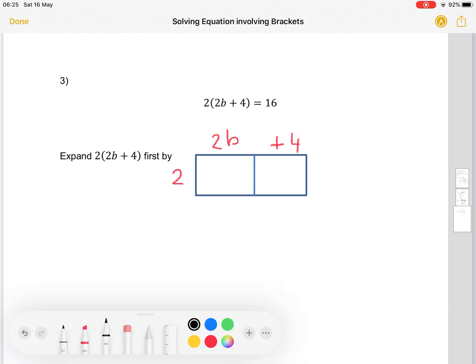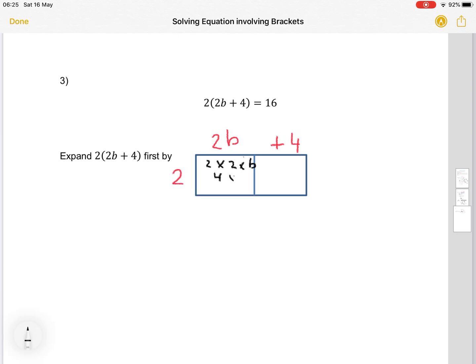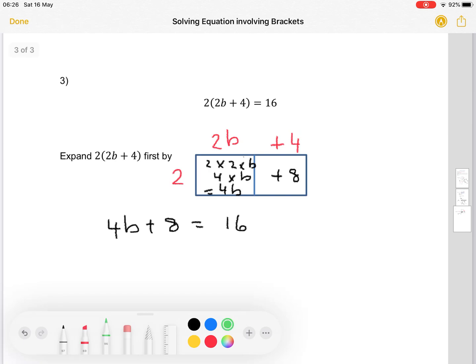So let's start. 2 times 2b, boys, let's write it down so that you won't get confused. 2 times 2 times b, that means 2 times 2 is 4, 4 times b. So my answer, 2 times 2b, is 4b, boys, okay? And 2 times plus 4 in the second part is plus 8. So my equation is 4b plus 8 is equal to 16, okay?